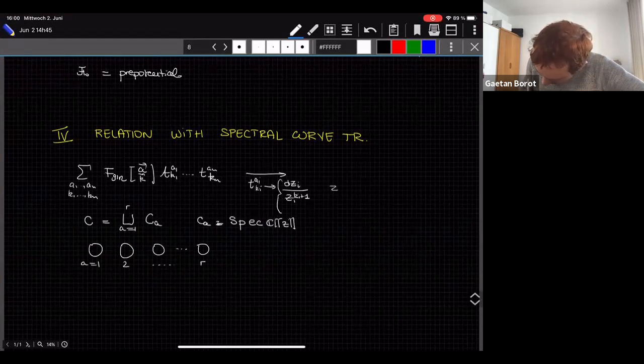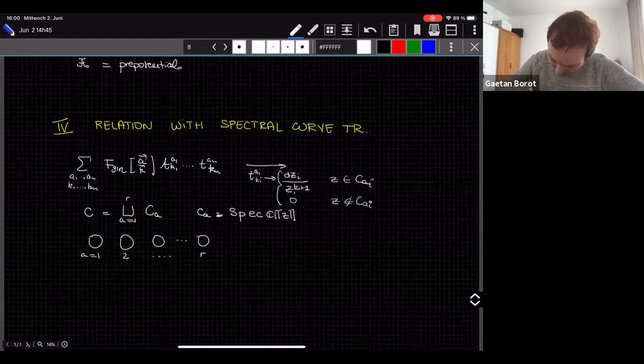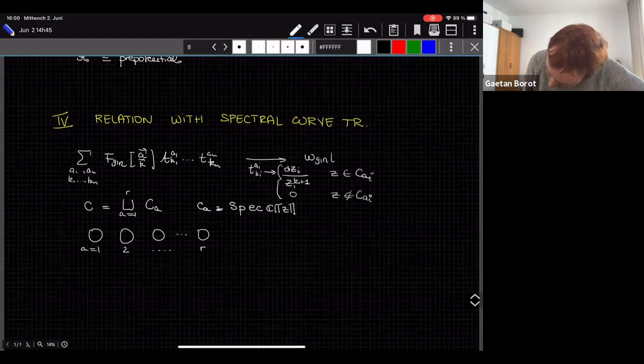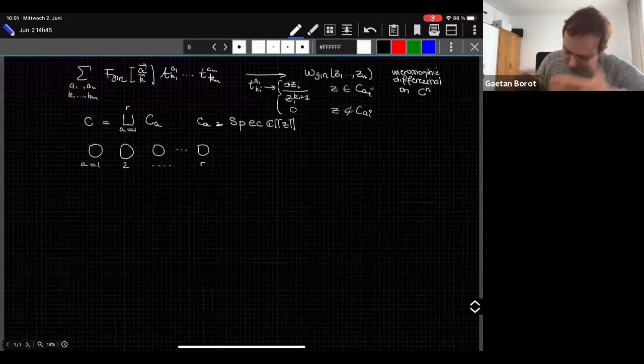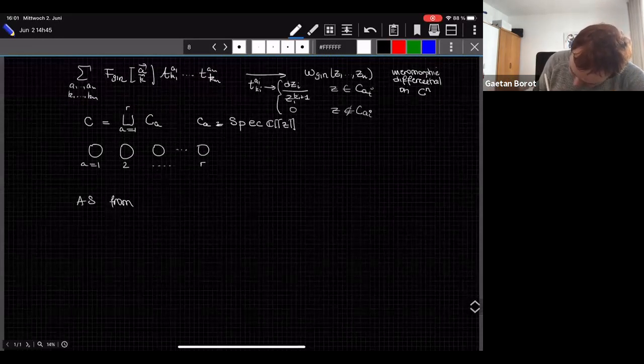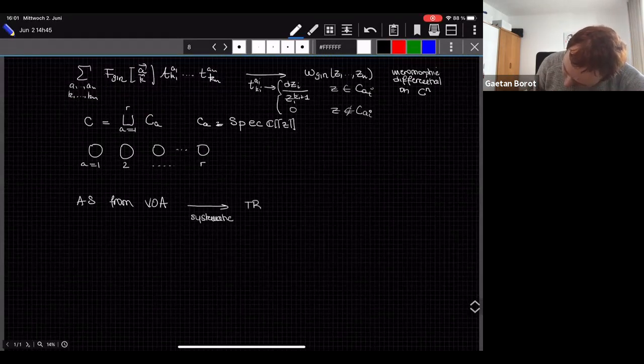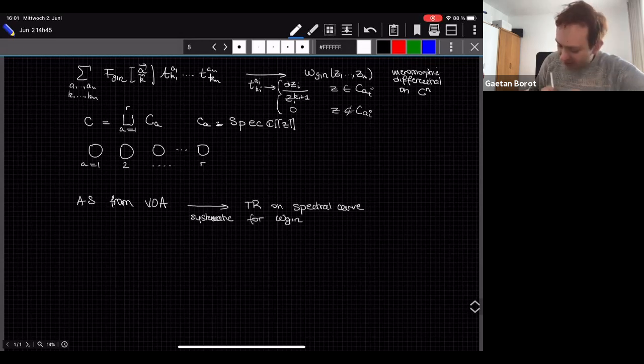And so here you say that if z belongs to C_A, to that copy, you write the coefficient, otherwise you write 0. In that way, you obtain omega_{G,n}(z_1,...,z_n), which is a meromorphic differential on C^n. And whenever you have an R-matrix structure from a VOA, there's a systematic way to translate that into a TR on the spectral curve for the omega_{G,n} defined in this way.